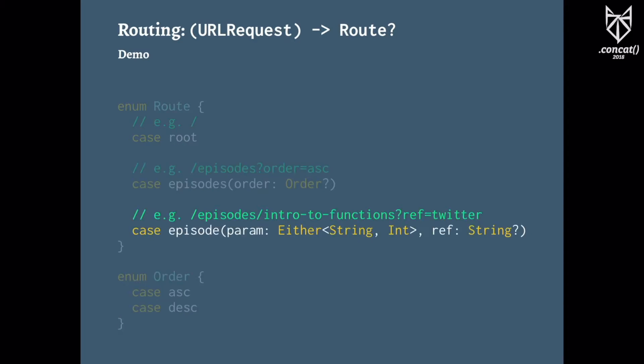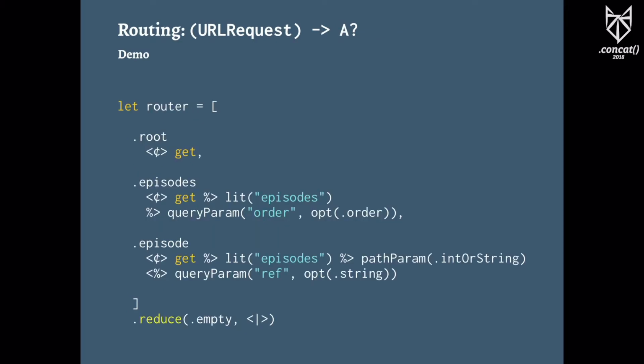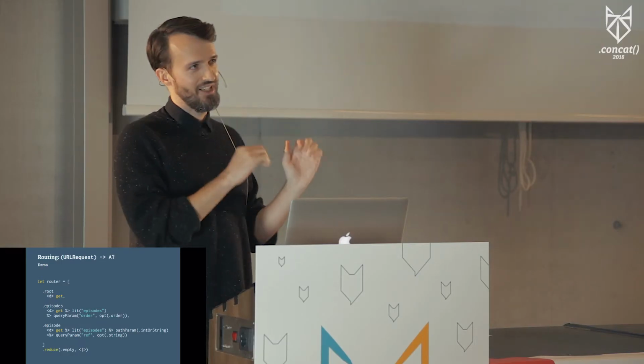We have an episode route for going to slash episode slash a string or an int, because you could have a human-friendly slug or the ID of the episode. And I want to stress that I'm not trying to show the happy path at all with this route. This is very much a real-world, unhappy, messy path in which I have optional values and user-provided values and enums, and I'm trying to give a good example here. And so when a request comes in, how do we pick it apart and convert it to one of these? Well, we create a value called a router that describes how we want to parse a request into each of those cases.